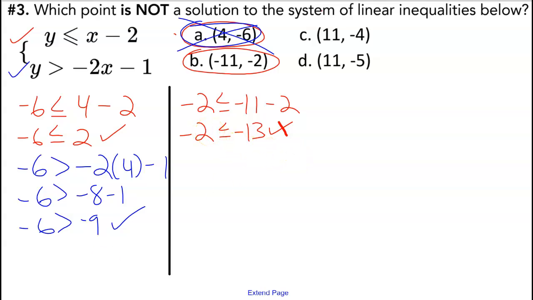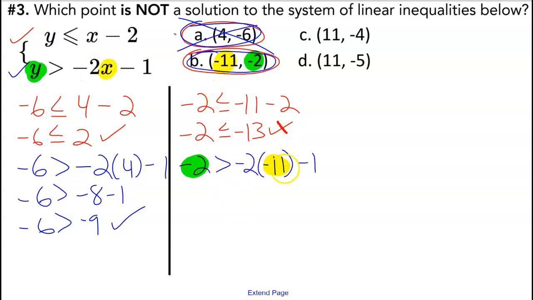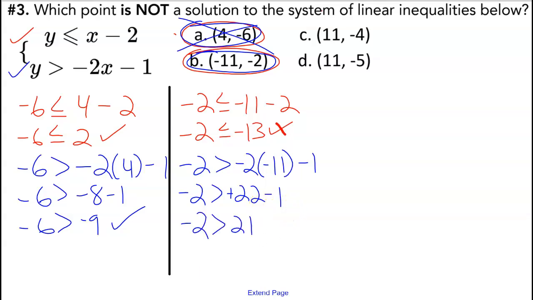But if you go on to the next one and plug in -11 and -2 for the blue one, I get +22 minus 1, and that gets me 21 is less than -2, also not true. So you could have stopped right here as soon as you got one that's not true, but I went ahead because I made a mistake there. This one is not true, so our answer is going to be B.